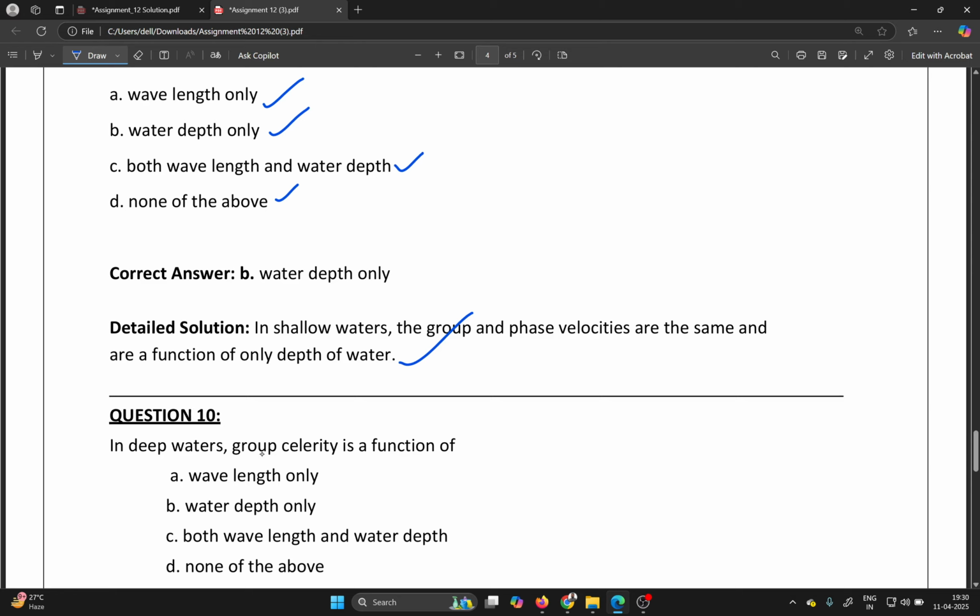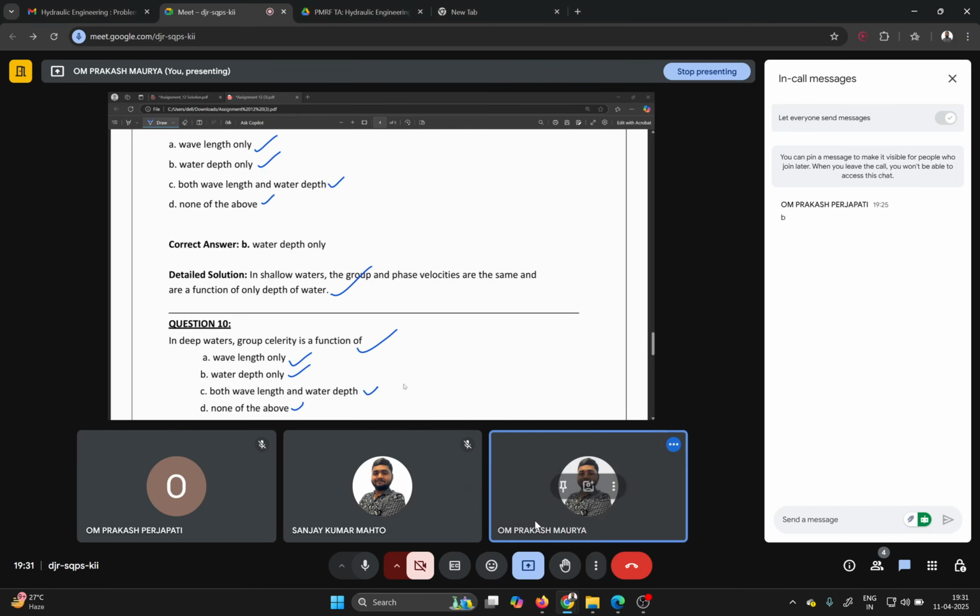In deep waters, the group celerity is a function of wavelength only, water depth only, both wavelength and water depth, or none of the above. The previous question was about shallow water depth. Question number 10 is about deep water depth. The group celerity is a function of which; which option will be correct for question number 10? Please write your answer in the chat box. You have the next 2-3 minutes.